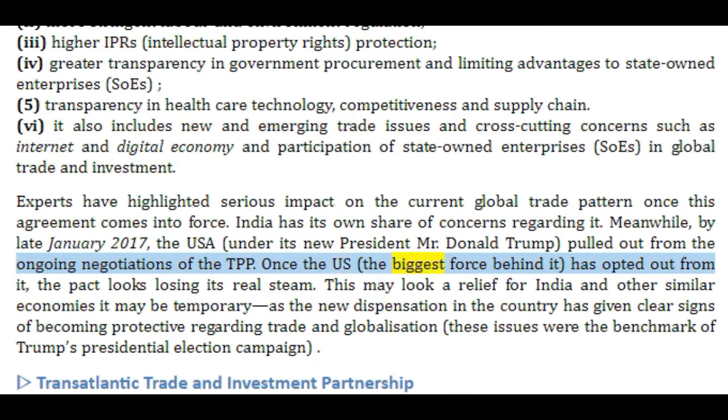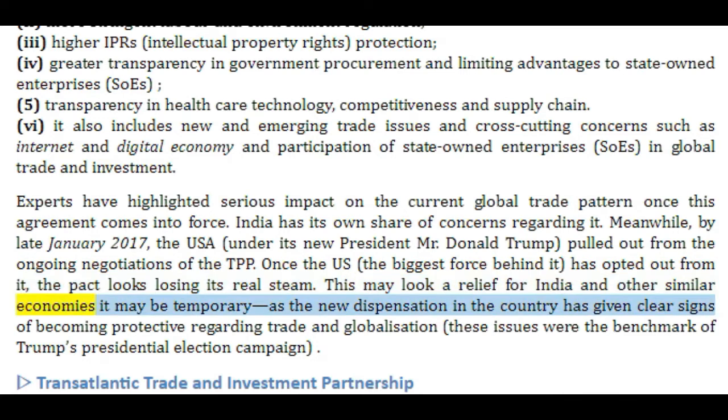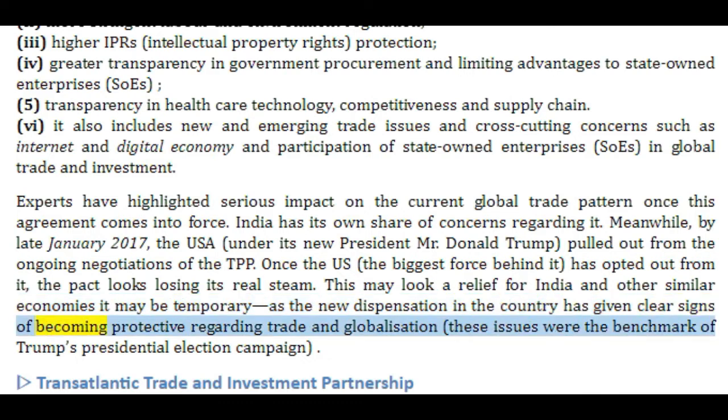Once the US, the biggest force behind it, has opted out, the pact looks to be losing its real steam. This may look a relief for India and other similar economies. It may be temporary, as the new dispensation in the country has given clear signs of becoming protective regarding trade and globalization. These issues were the benchmark of Trump's presidential election campaign. Transatlantic Trade and Investment Partnership.